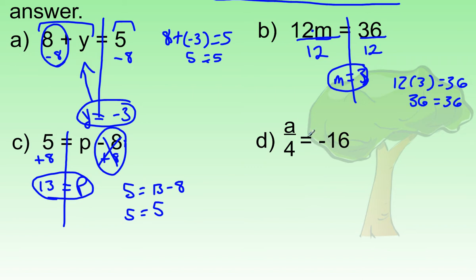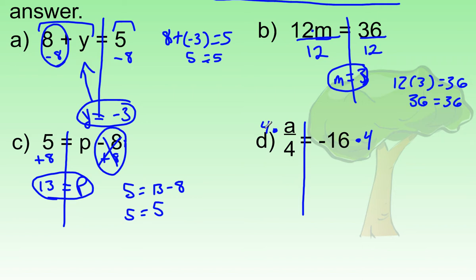All right, letter D. Draw a line, separate my two sides. My variable is being divided by 4. So the opposite of dividing by 4, the opposite of division, is multiplication. So if I would multiply both sides by 4, let's see, times by 4, times by 4.